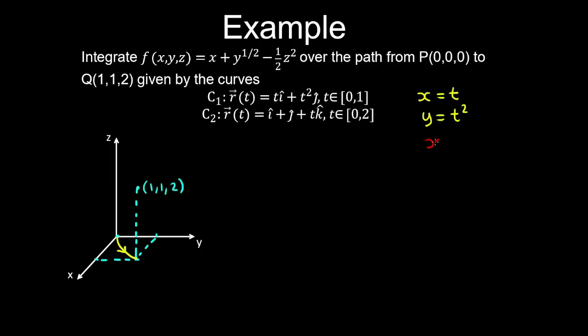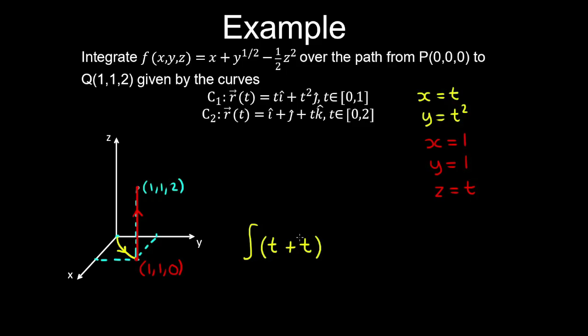And the other curve has a constant x coordinate of 1 and a constant y coordinate of 1, and z is equal to t. And t is between 0 and 2. So at t equals 0, this line has a base point of 1, 1, 0. And at t equals 2, the line segment finishes at point 1, 1, 2. So let's evaluate the line integral piecewise. And we first integrate our function over curve C1. So what we have is x is equal to t and y is equal to t squared. So t squared to the half is t, and z is equal to 0.